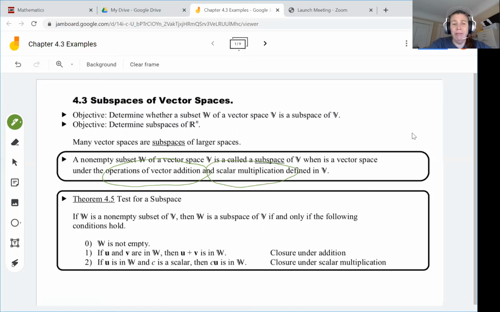So theorem 4.5 tells us how to test for a subspace. If W is a non-empty subset of V, then W is a subspace of V if and only if, so remember everything has to be true in an if and only if, the following conditions hold. W is not empty. If U and V are in W, then the sum U plus V is in W, so that's closure under addition. And if U is in W and C is a scalar, then C multiplied by U is in W, so closure under scalar multiplication.